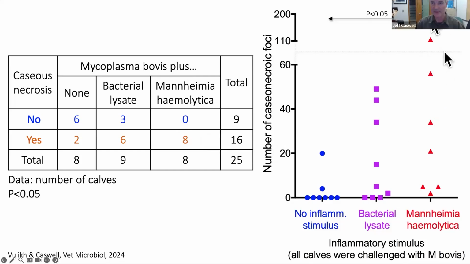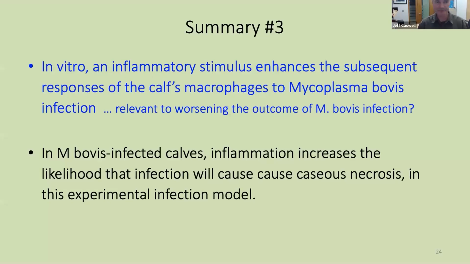And you can see here that the number of those lesions within the lung tissue is quite a lot higher. And then the bacterial lysate, which is more of a mild inflammatory stimulus, had an intermediate response. 3 of those calves developed these caseo-necrotic lesions with pretty substantial but intermediate numbers of these caseo-necrotic foci.